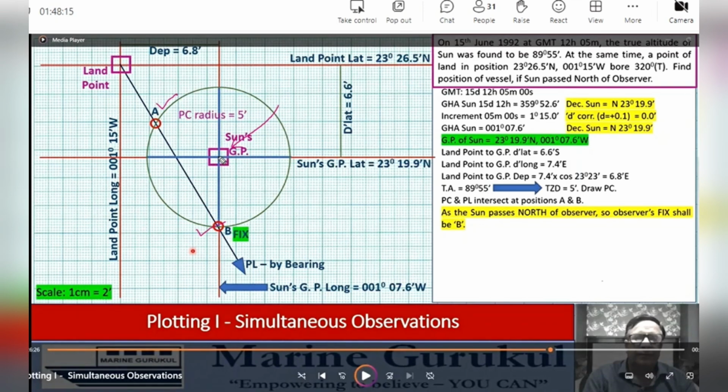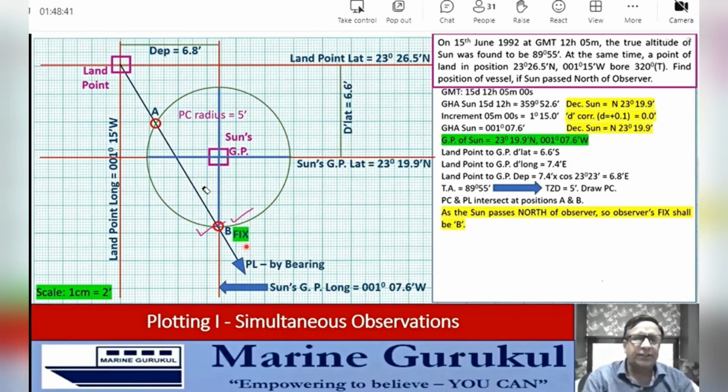Okay, then if the sun is north of the observer, means B will be the fix. Exactly. B will be the fix. Then only sun will be north of you. If you are at A, the sun will be south of you. Okay, sir. All right. So B is the fix out here. And what do we see in this case? That B lies on the same meridian as the meridian of the GP.